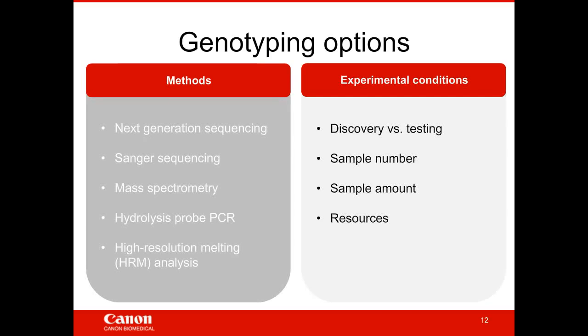And so when choosing an option or technology, I think it's fair to say that you often have to consider the specific experiment or project you are working on. For example, are you trying to discover new mutations and perhaps looking for the unknown, or are you testing for a specific mutation? Sample number and sample amount can also weigh on what sort of technology you want to choose. And lastly, you may consider your resources.